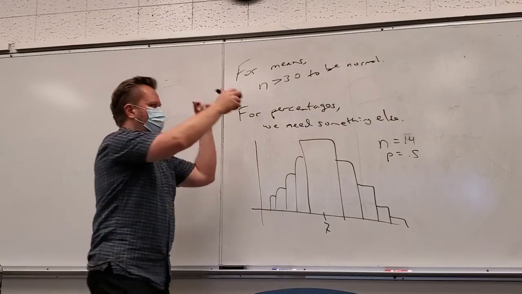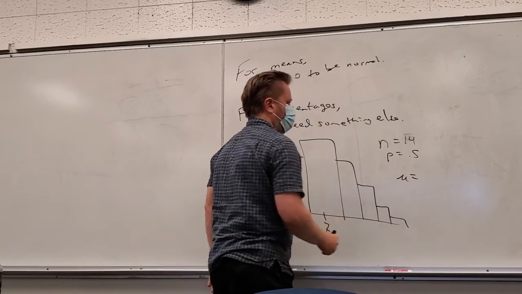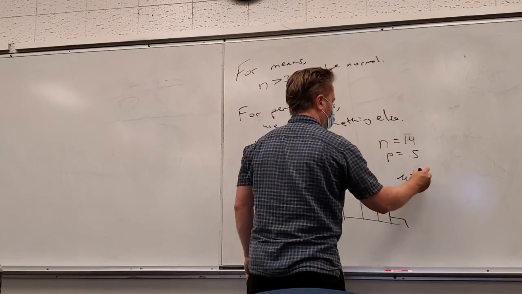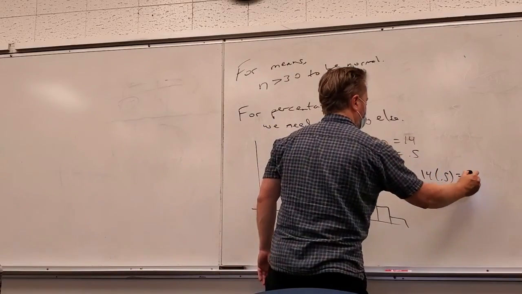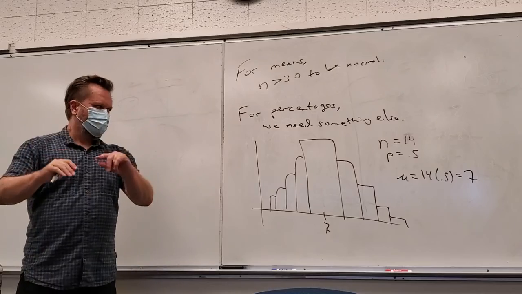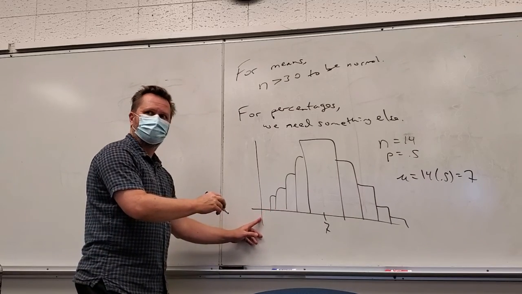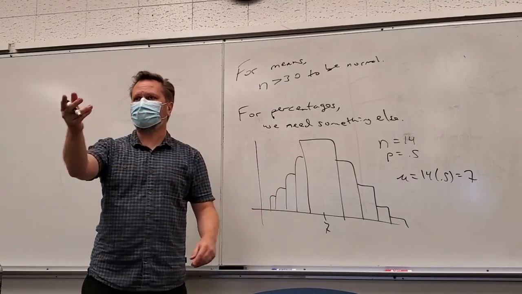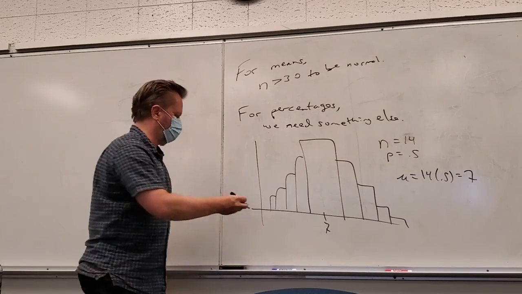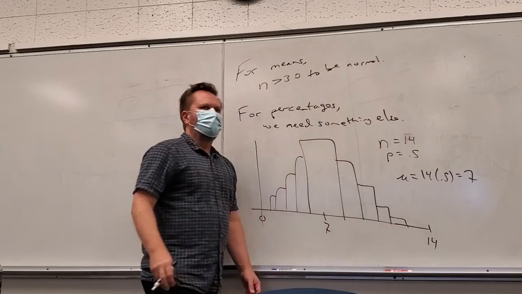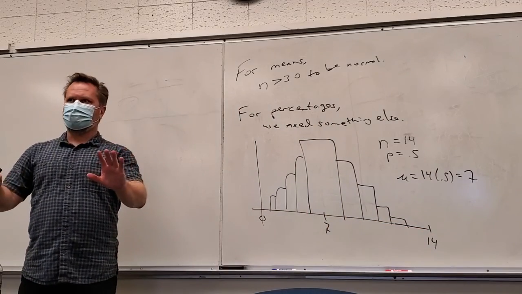Because what's the mean? 7, of course, that's what we expect. It's n times p, right? What's the lowest this could be, considering this is the number of heads I get after I flip it 14 times? 0. What's the highest it could be? 14.